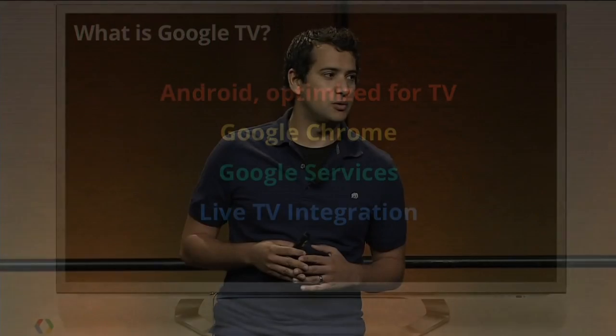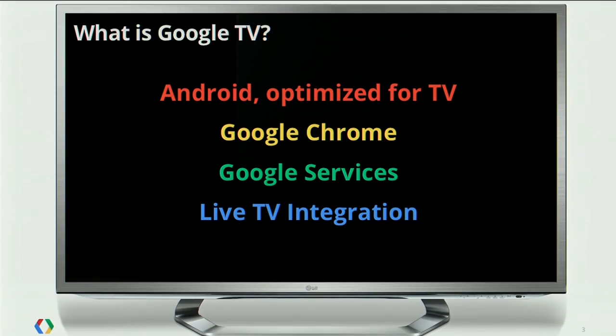So as a refresher, I'll go over what Google TV is for those of you that don't know. Google TV is Android, optimized for TV. It comes with Google Chrome, and it comes with Google services like Search, Discovery Experience called TV and Movies, Photos, YouTube, and other applications. And it comes with live TV integration. So Google TV is really about integrating the live TV with the web, bringing the best of TV and the best of the web, and trying to make it the best experience possible, bring as much content as possible to the user where they're looking to be entertained when they're on their couch in front of their TV.